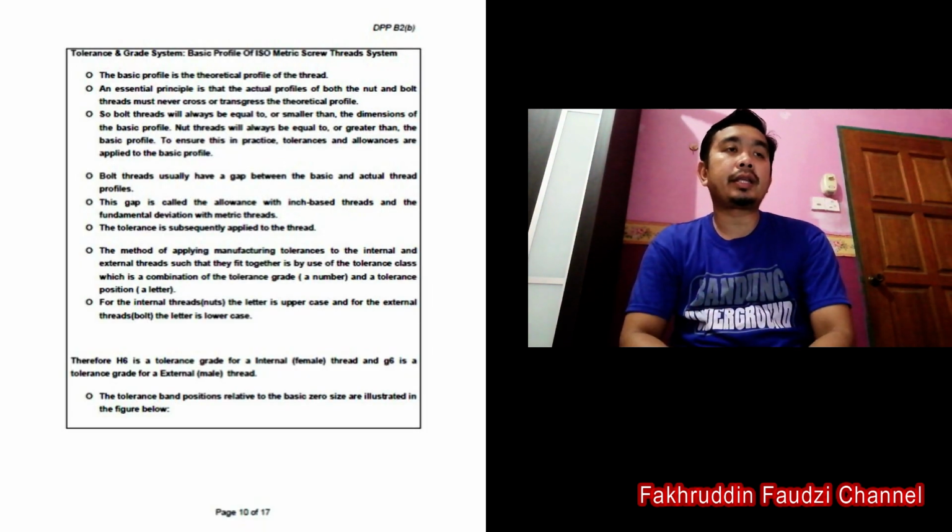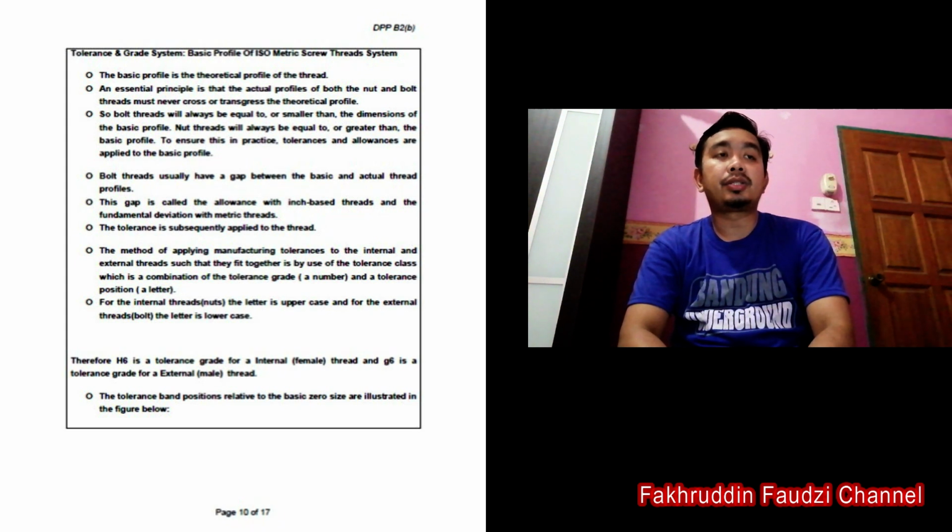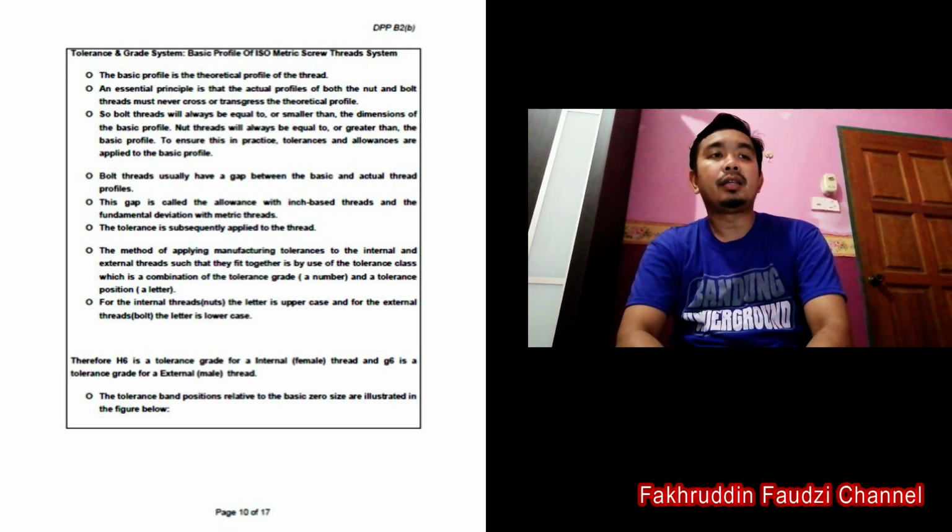Okay, so for the tolerance and grade system, basic profile of ISO metric screw thread system. Okay, ni dia beritahu lah. Okay, so the basic profile is the theoretical profile of the thread. Okay, an essential principle is that the actual profile of both the nut and bolt threads must never cross or transgress the theoretical profile. So bolt threads will always be equal to or smaller than the dimensions of the basic profile. Nut thread will always be equal to or greater than the basic profile.